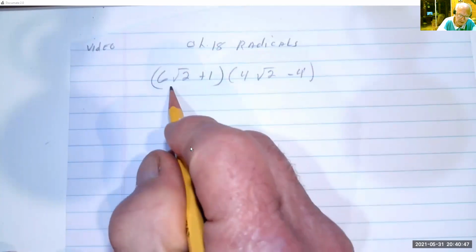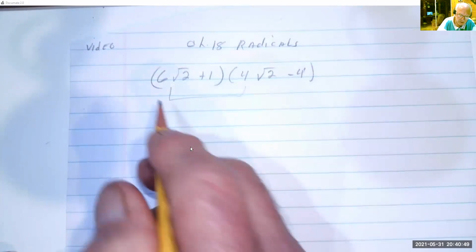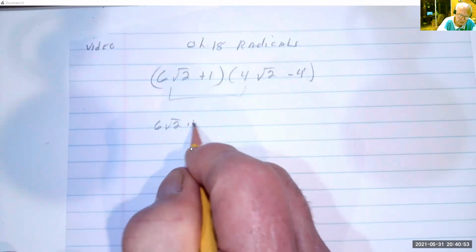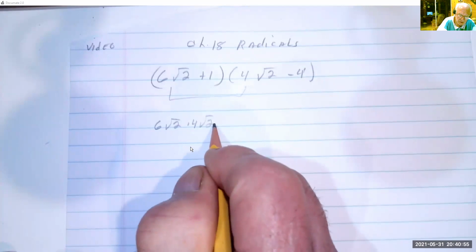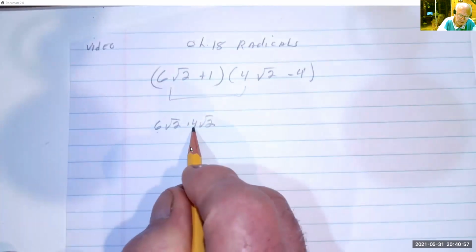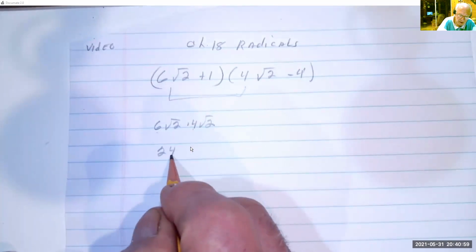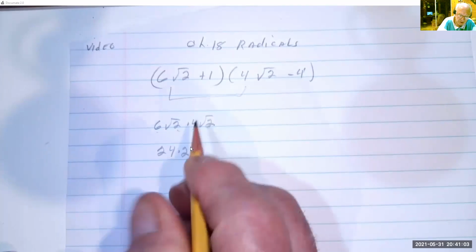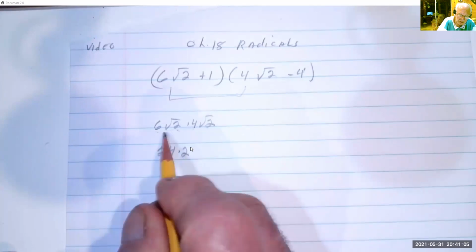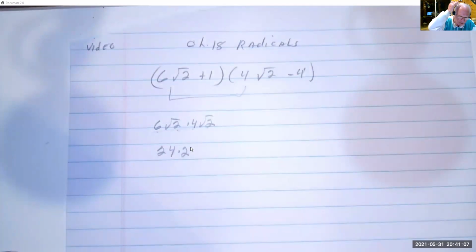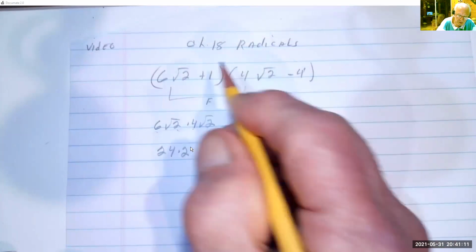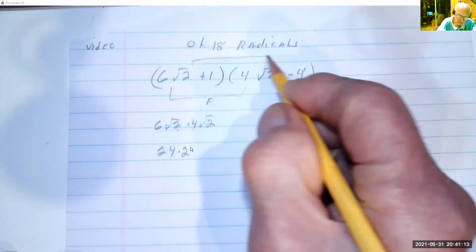We're going to multiply the first terms together. So it's 6 radical 2 times 4 radical 2, which of course 6 times 4 is 24. And radical 2 times radical 2 is just 2. So it's one big product you can multiply by grouping. That's the first terms. We want to multiply the outer terms.